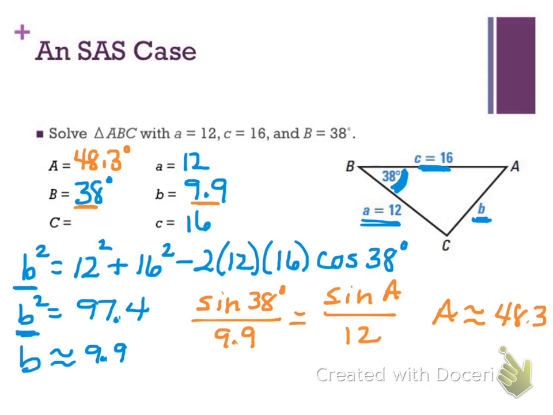And then finally, for angle C, that's pretty easy because if we already have two angles, angle A and angle B, then we know angle C is simply 180 minus the other two angles, and that gets us an angle C of about 93.7 degrees. And there we have our solved triangle. All of our pieces, all three angles, all three sides have been discovered.